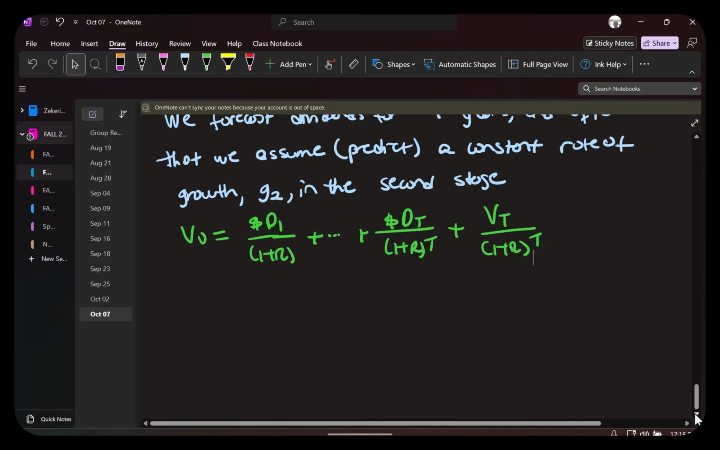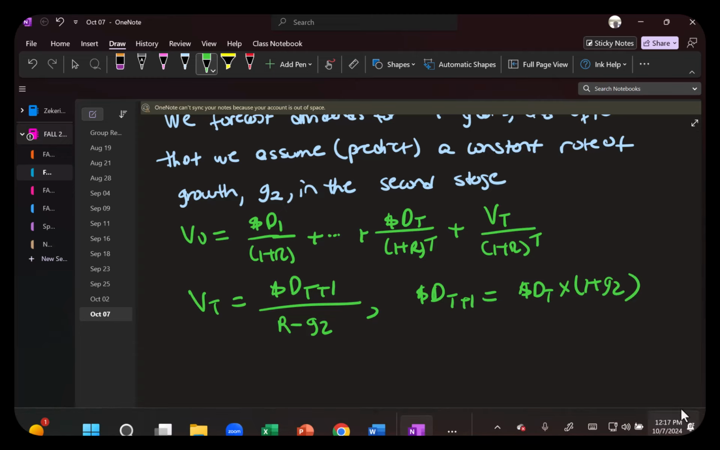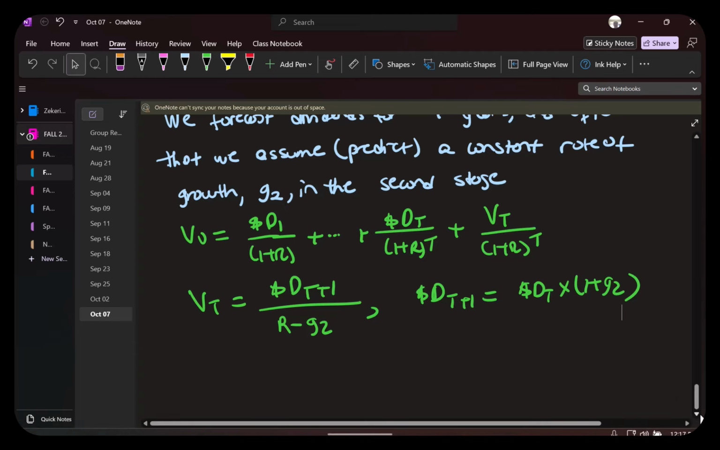This company looks like a case one company. I know how to value that. So VT is basically DT plus one, and DT plus one is, let's kind of motivate this in two ways.